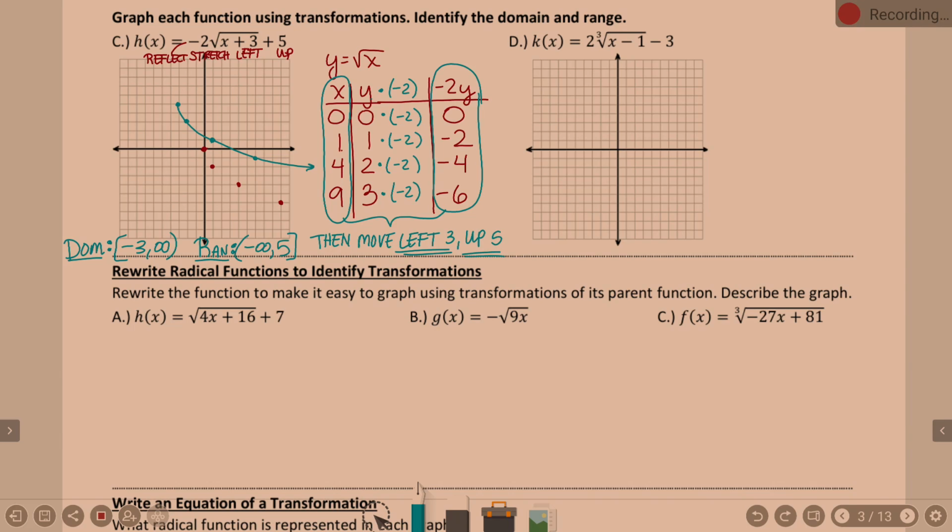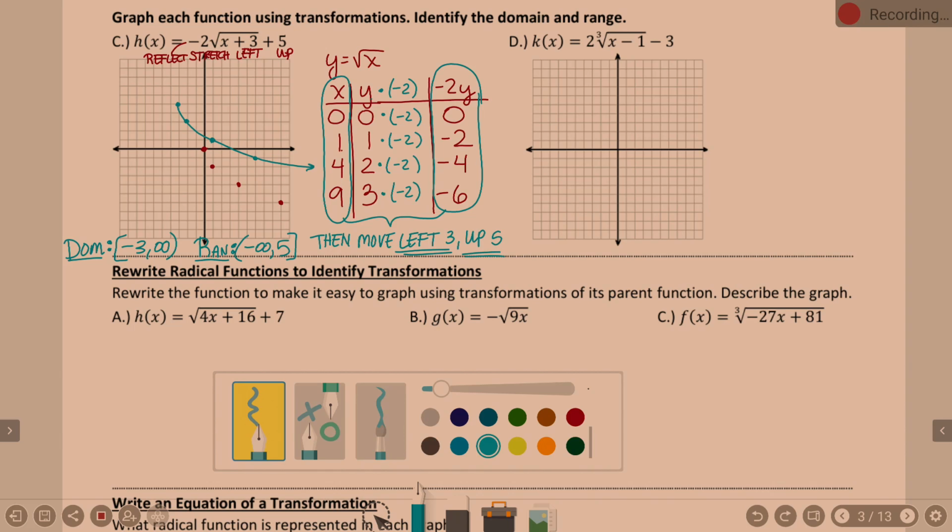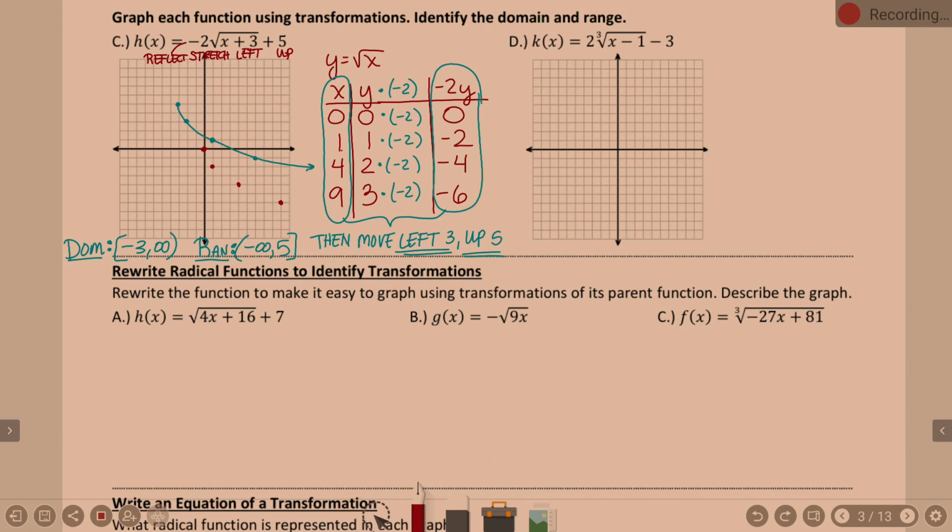Okay. So let's talk D then. D is k of x equals 2 times the cube root of x minus 1 minus 3. Okay, talk to me about the pieces. What are the different functions you see happening here? What are the 2, 1, and 3 telling me to do? What are we saying there? Because I think I'm hearing you guys wrong.